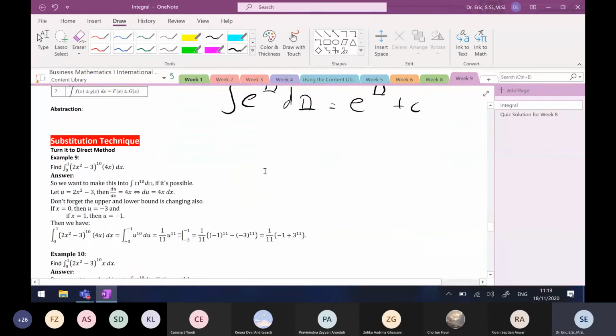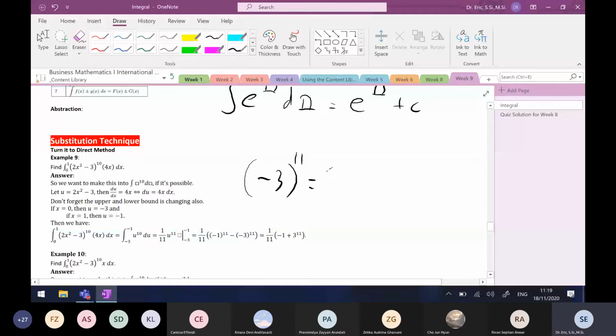So if you have u to the power of 10 du, it should be 1 over 10 plus 1, that is 1 over 11, times u to the power of 10 plus 1, that is 11, evaluated at u equals minus 3 and u equals minus 1. So I have 1 over 11 times minus 1 to the power of 11. Don't forget, if we are dealing with minus, put parentheses. Minus 1 to the power of 11 minus minus 3 to the power of 11. Minus 1 to the power of 11 is just minus 1.